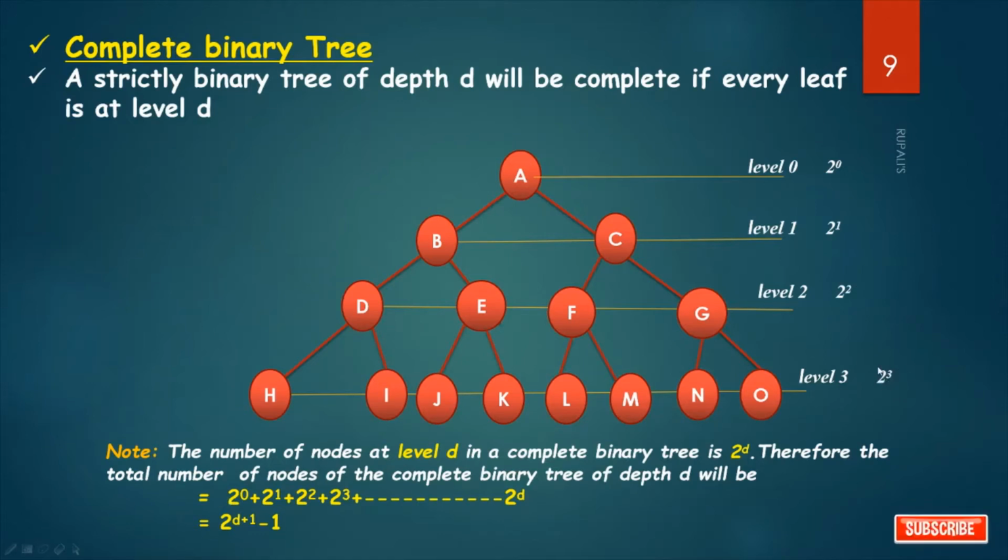So if the level is D, then the number of nodes for a complete binary tree is 2 to the power D. Therefore, the total number of nodes of the complete binary tree of depth D, means maximum level is D, will be 2 to the power 0 plus 2 to the power 1 plus 2 to the power 2 plus 2 to the power 3, and so on up to 2 to the power D. So, the result is 2 to the power D plus 1 minus 1.